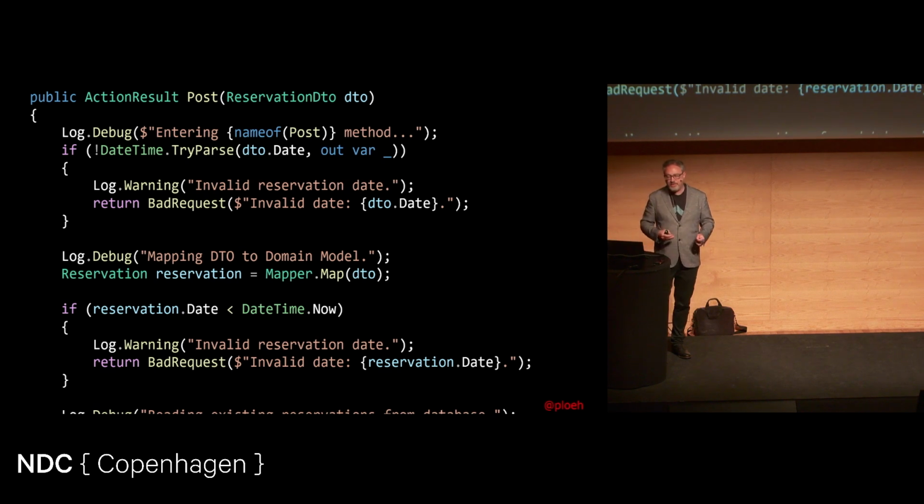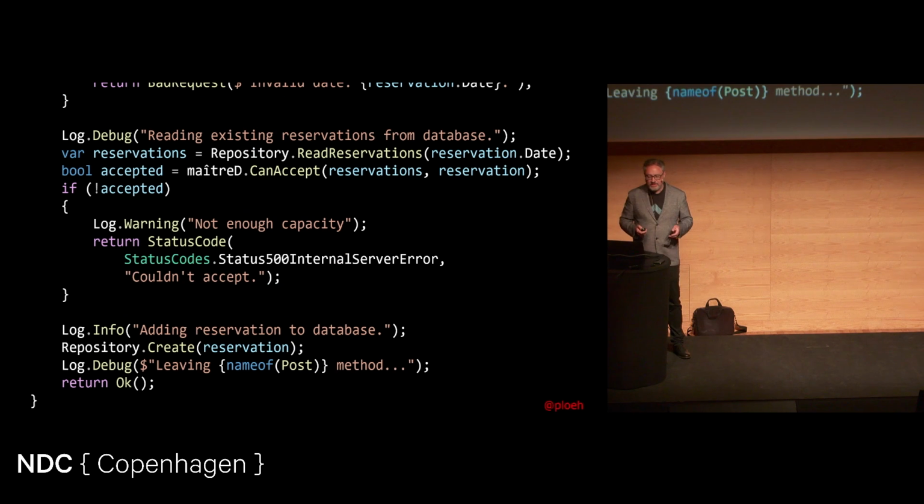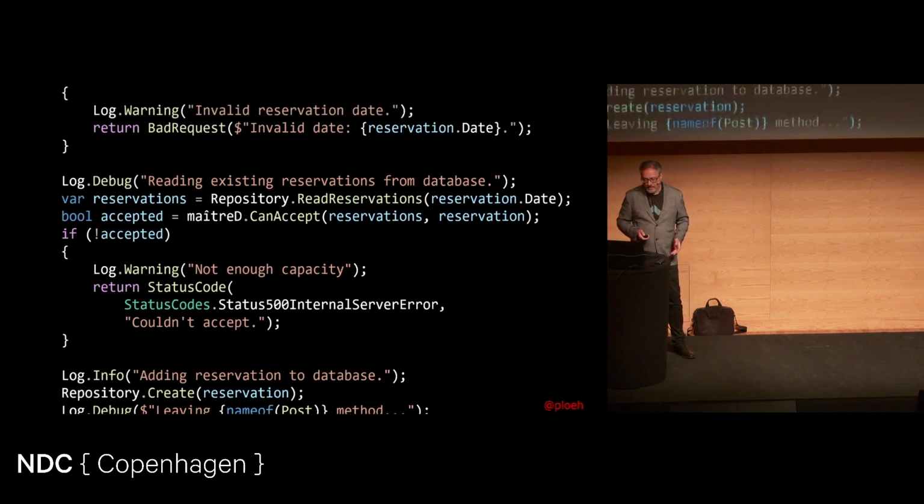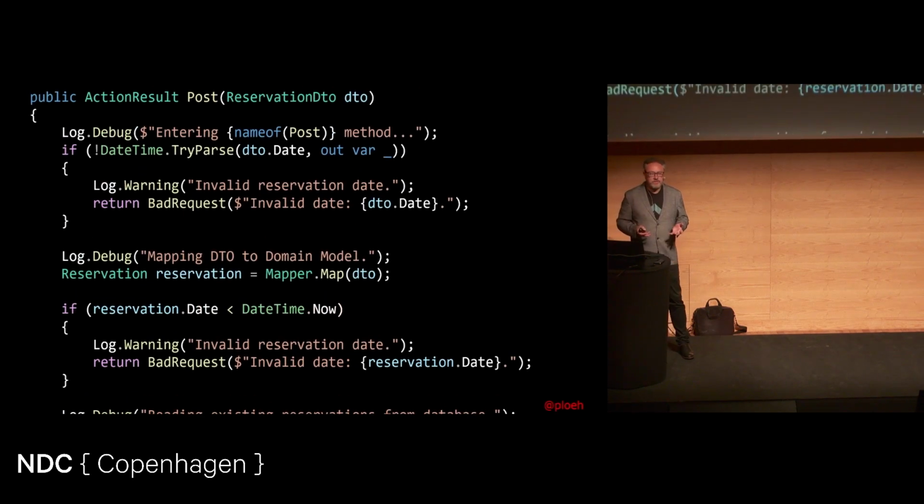There's this post method. It takes a DTO. That's basically just the data from the JSON document, and then it does stuff with it. But you almost can't tell what it is that it's doing because there's all of that logging stuff going on. So I don't think code should look like this.